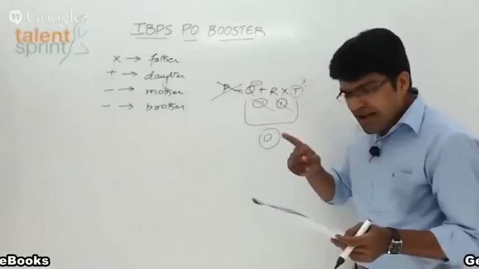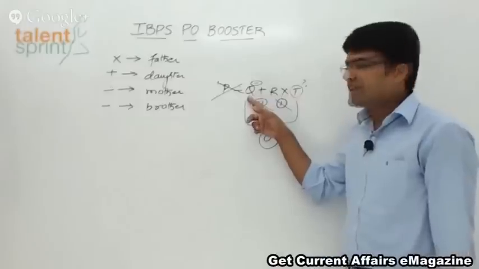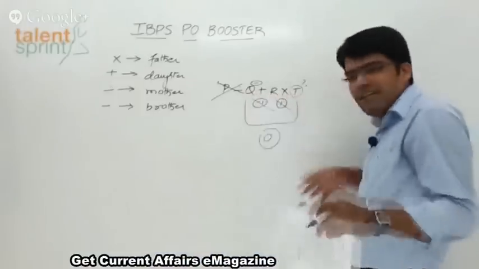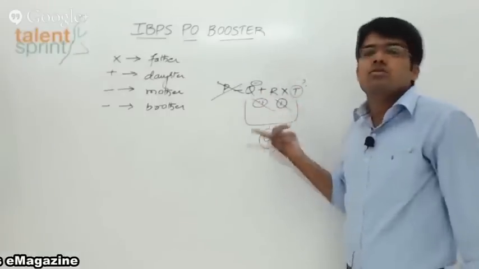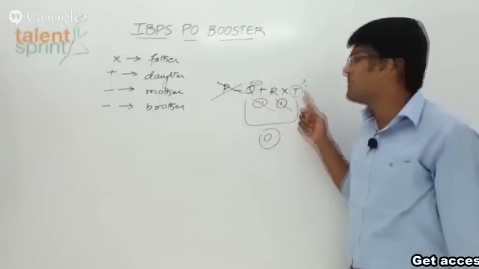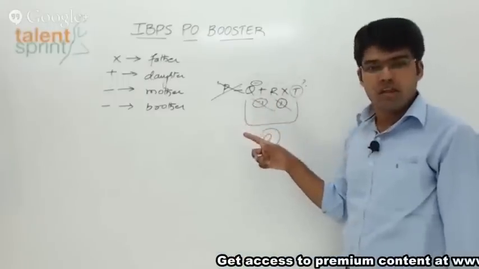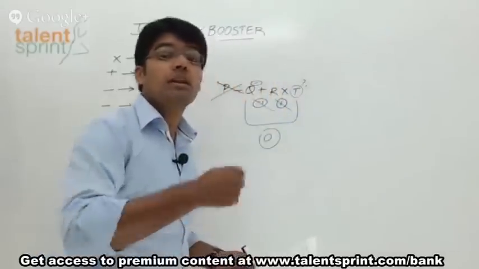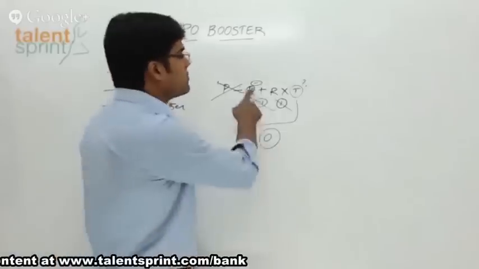Now, what is the question? How is T related to Q? Obviously, T will be the sibling of Q, because Q is the daughter of R, who is the father of T. So Q and T will become siblings. But whether T is the brother or sister of Q is not known to us, because the gender is not known. If T is male, T will be the brother of Q. If T is female, T will be the sister of Q. Understand, read the question properly. If the question says how is Q related to T, Q is a sister of T, no doubt, because the gender is known.